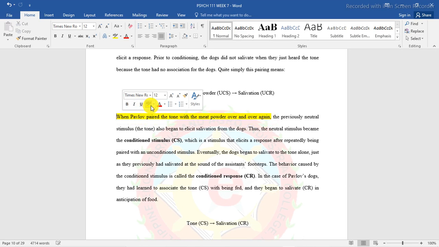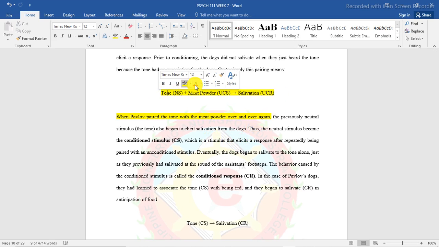Okay, ito yung sikreto dyan. Pag ginondisyon mo yun, inulit ni Pavlov yung bell, meat powder, bell, meat powder, bell, meat powder, and immediately, naglalaway na yung aso. Salivation came. And the previously neutral stimulus, the tone, neutral lang yun siya, walang nangyayari, also began to elicit salivation. Nagkaroon na siya ng salivation kasi pinares mo na sa meat powder, which is the unconditioned stimulus. Thus, the neutral stimulus became a conditioned stimulus.